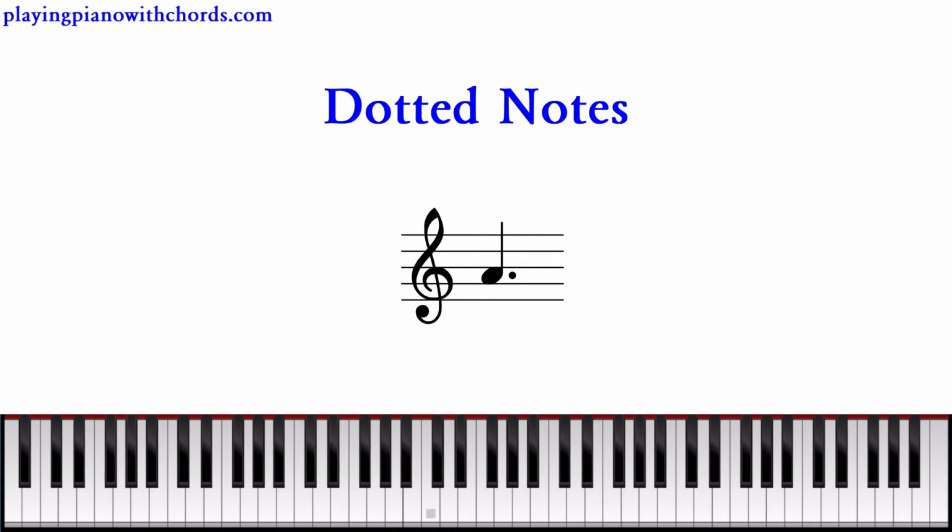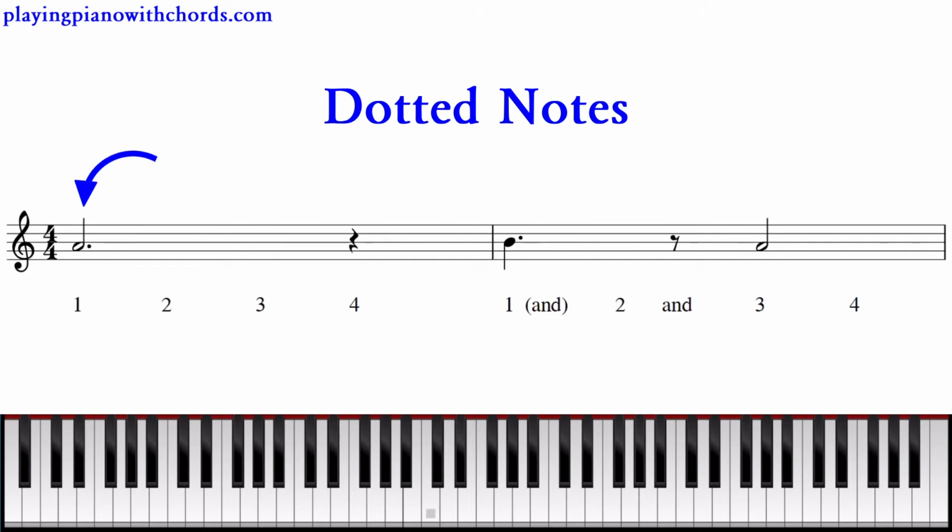Another thing you will see are dotted notes. If you see a dot after a note, it means that the note length is increased by half of its original value. So for example, this dotted half note has 3 beats to it, 2 for the half note and 1 for the dot.